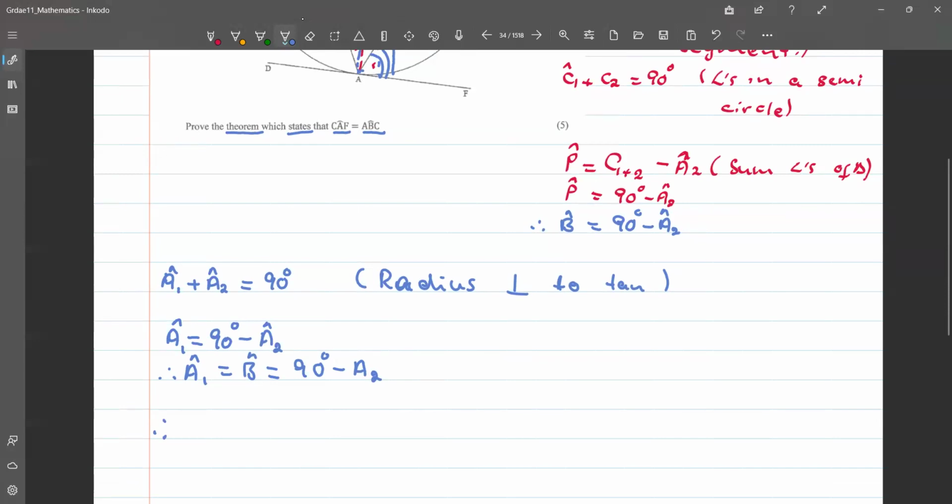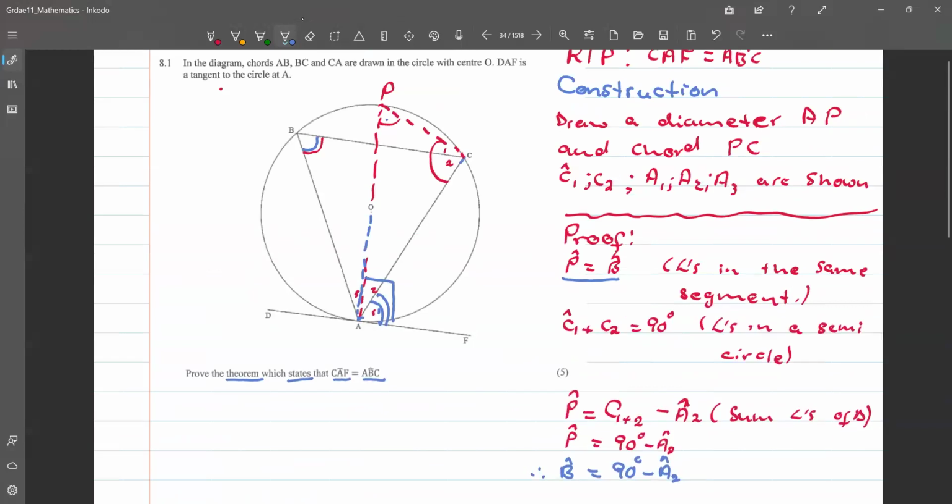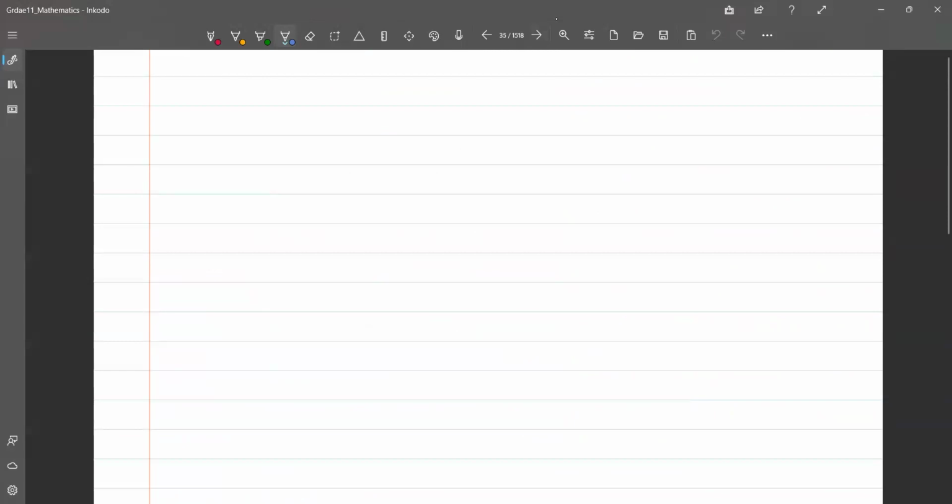So in conclusion, I'll write there, conclusion. You don't have to write conclusion. I'm writing it for you to remember what we've done. In conclusion, that statement is true. Angle CAF equals angle ABC. And this is how you prove this theorem. If for some odd reason you don't know how to prove it using this method, there's a second method. So that's why I'll do both. The second method is the one that you wanted to use. So let's go to it.